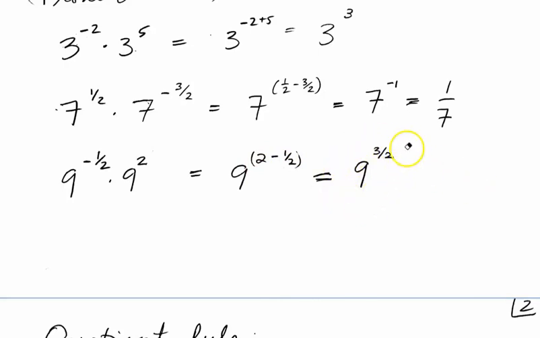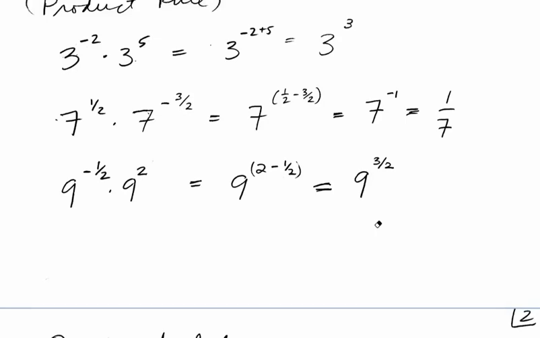And so you could maybe even do a little bit more simplification here, because 9 is equal to 3 squared. But I'm just going to stop right here right now. We'll get into that just a little bit later.